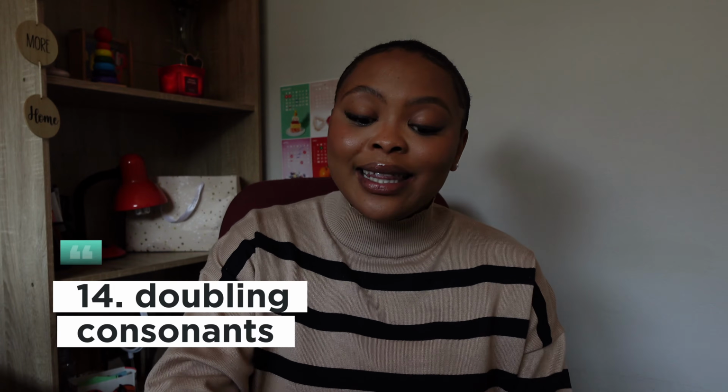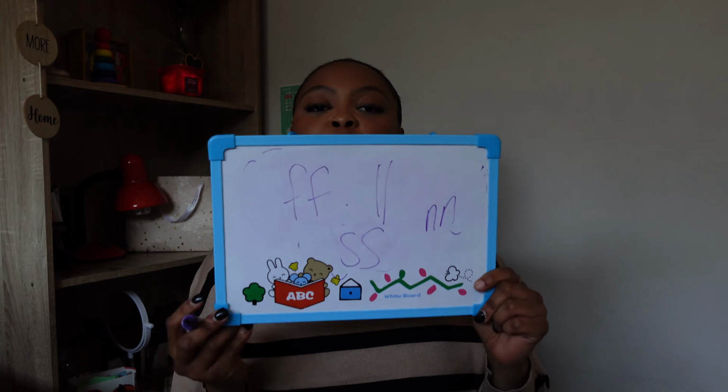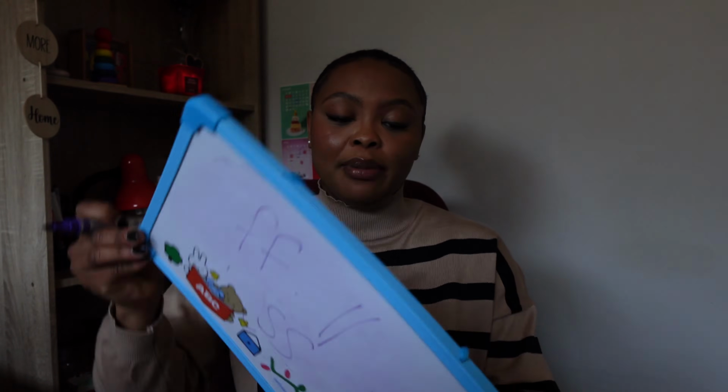Now on level 14, you may want to teach a child the double consonants. These are consonants that double themselves. Now I am talking about the FF, the double L, sometimes the S doubles itself, and other times it's the N. So you're going to want to teach a child the rule of consonants, especially when they are doubling.